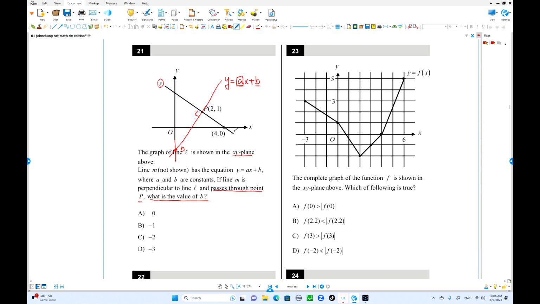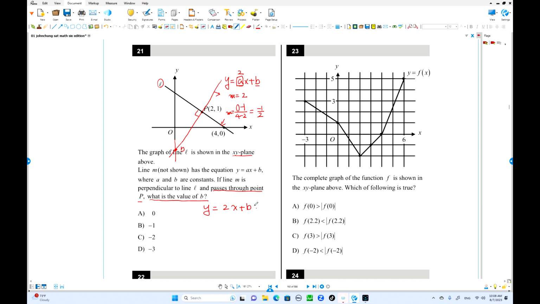What is the slope of this line L? You can use the formula: 0 minus 1 over 4 minus 2. That's the slope of this line, so negative 1 over 2. For a perpendicular line, the slope is the negative reciprocal, which is 2. So a is 2, and we get the equation 2x plus b.